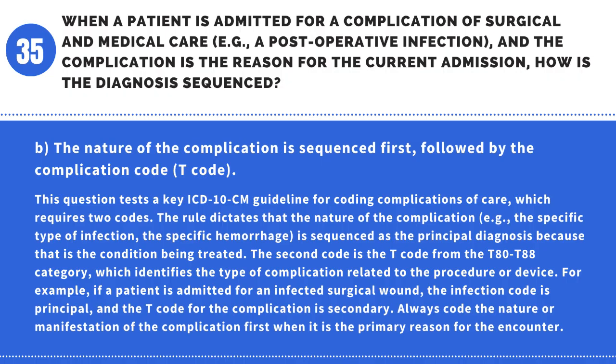This question tests a key ICD-10-CM guideline for coding complications of care, which requires two codes. The rule dictates that the nature of the complication, e.g., the specific type of infection or the specific hemorrhage, is sequenced as the principal diagnosis because that is the condition being treated. The second code is the T code from the T80-T88 category, which identifies the type of complication related to the procedure or device. For example, if a patient is admitted for an infected surgical wound, the infection code is principal and the T code for the complication is secondary. Always code the nature or manifestation of the complication first when it is the primary reason for the encounter.